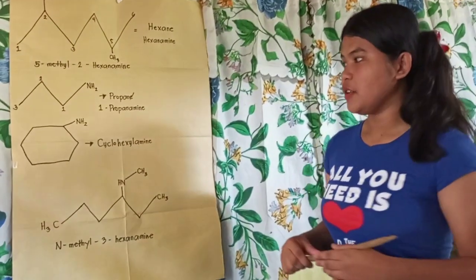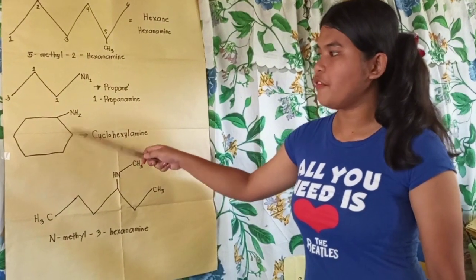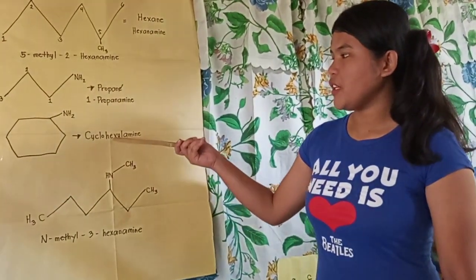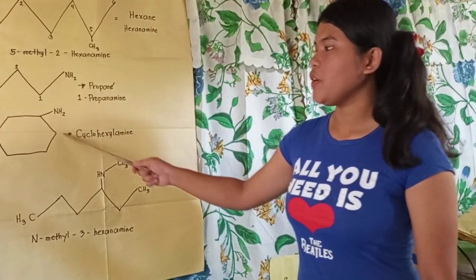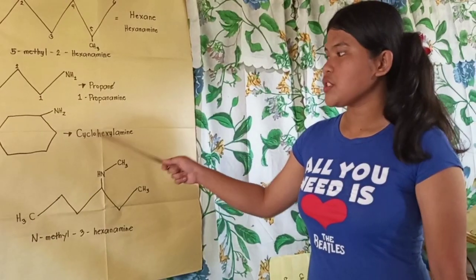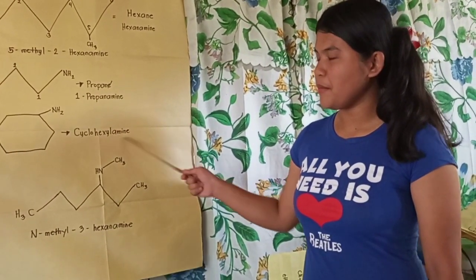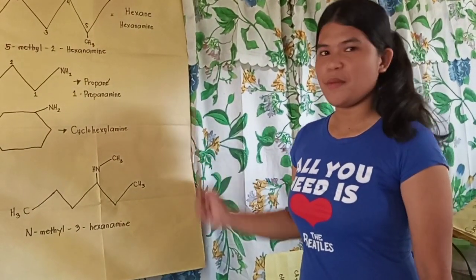Example number 3: we have an amine and a 1, 2, 3, 4, 5, 6 longest chain. So we have hexane, and since it is cyclo, we add cyclo and then add the amine, which results in cyclohexylamine.